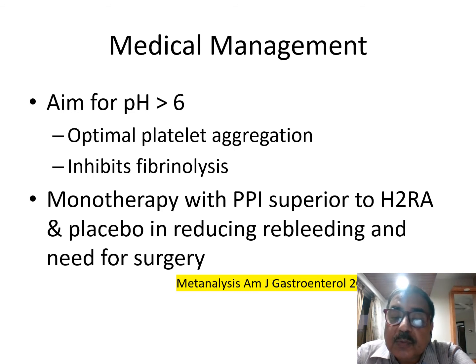Even though most of the government centers still use the H2 receptor antagonist, in a meta-analysis published in 2005, monotherapy with a PPI, that is pantoprazole, was far superior to ranitidine or famotidine and placebo in rebleeding and need of surgery. So it goes without saying, in upper GI bleed, you have to give enough proton pump inhibitor.